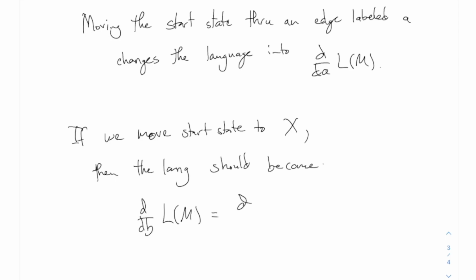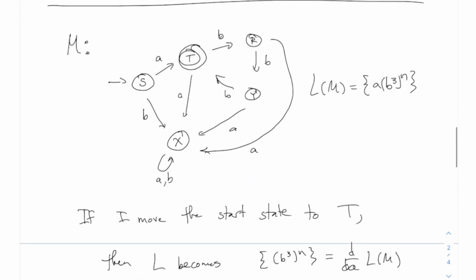Now, the original language, remember, was AB cubed to the n. And so what is the derivative with respect to B of that? It is the empty set, because none of those strings begin with a B. All right? That means if you move the starting state to X, then no strings will be accepted by this machine anymore. And is that actually true? Actually, it is true if you look at the diagram. If you were to start here, then there are no accepted strings. There's no way to get to the accepting state from here. All right? So it all kind of checks out.